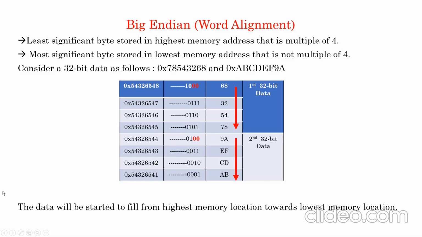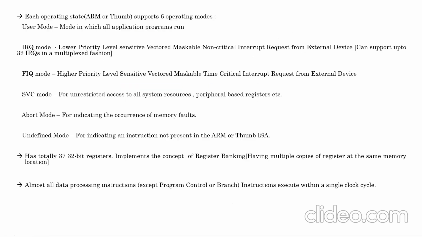ARM supports these two types of byte organizations, memory organizations. As far as ARM is concerned, there are two operating instruction sets. One is called the ARM instruction set, another one is the Thumb instruction set. Within that, there are six operating modes supported. First one is called user mode, where you will be writing all your C, C++, Java, Python programs. Only in user mode are you able to write a program.